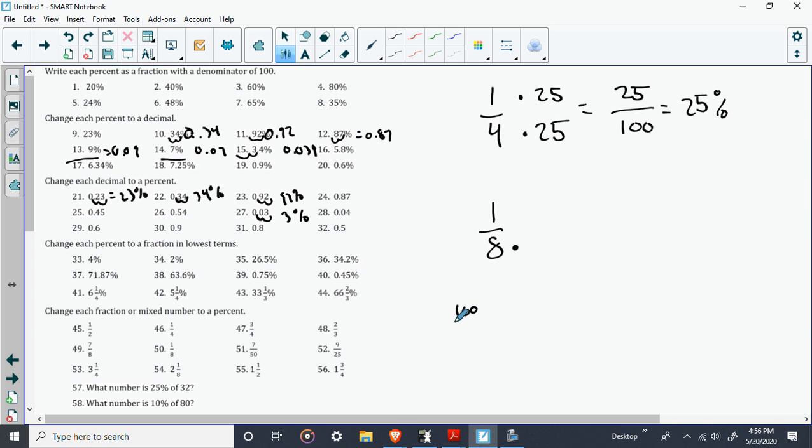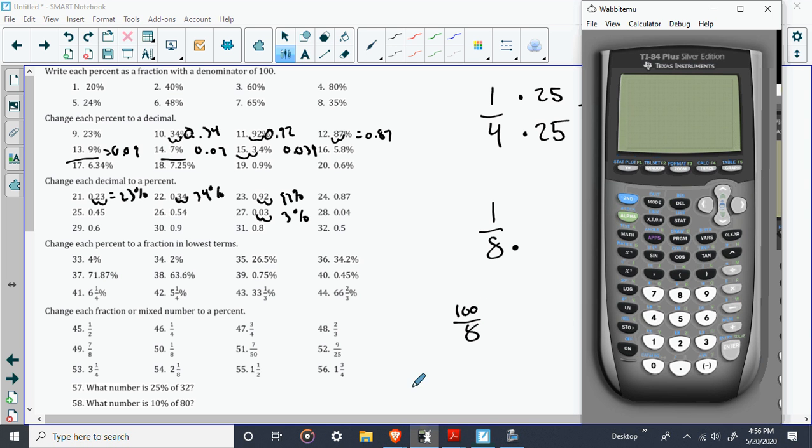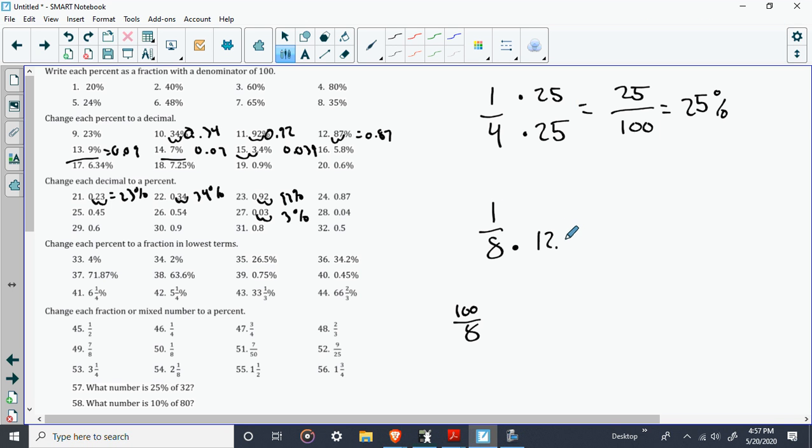Oh, can I just do 100 divided by 8? Well, what is 100 divided by 8? 100 divided by 8 is 12.5. So if I can multiply the bottom by 12.5, I can multiply the top by 12.5. And what do you get? You get 12.5 over 100, or 12.5%. Again, when you start working with these things, you'll start to notice some handy things that'll come in handy.